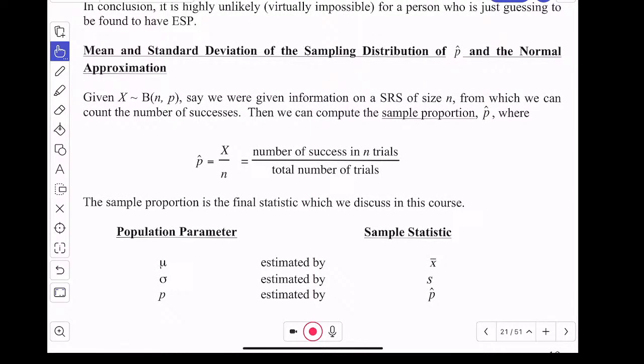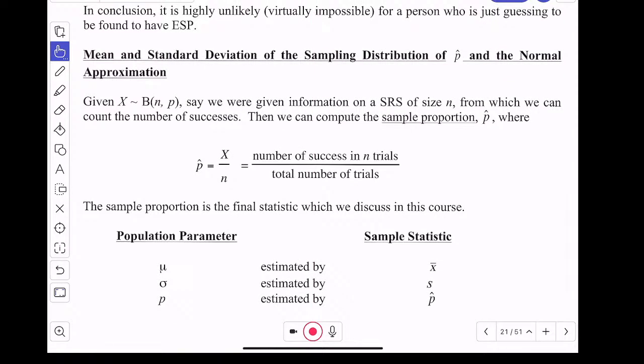All right, so it might be the case, and it's most likely the case, that people don't want to talk about how many successes there are. They're probably going to want to refer to the proportion of successes. So I'm going to define a new statistic called sample proportion. And it's made up of x, the number of successes in n trials, divided by n, the total number of trials.